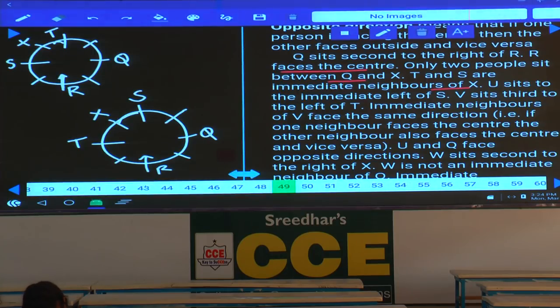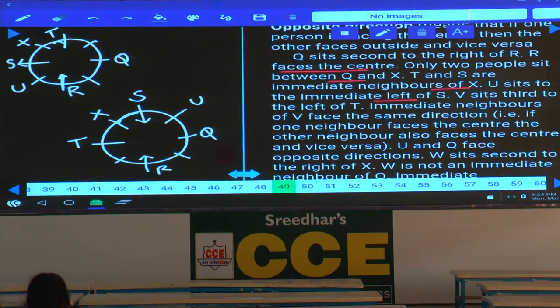And U sits to the immediate left of S. As U is to the immediate left of S, if S is away from the center, U will be here. And if S is towards the center, U will be here. Are you following this one or not? U is to the immediate left of S.